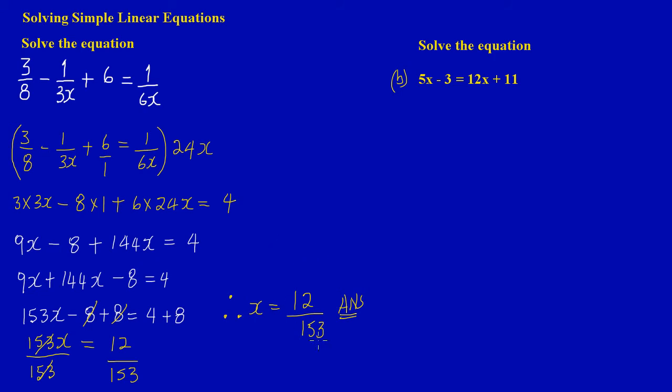So obviously 12 and 153, these two numbers are divisible by 3. So basically you could say 3 into 12 goes 4 times. 3 into 153 goes 51 times. Okay, and you can always check that on your calculator. So our final answer here would be x is equal to 4 upon 51.